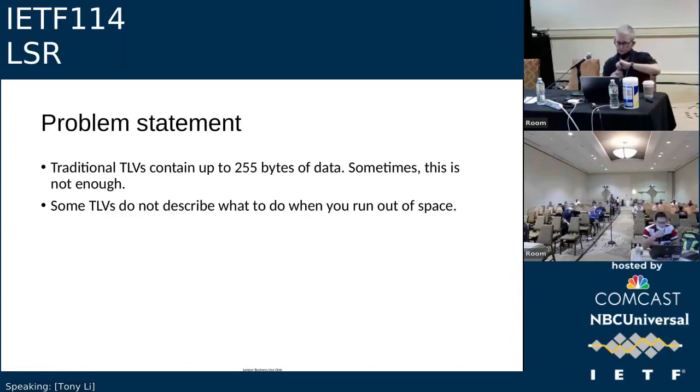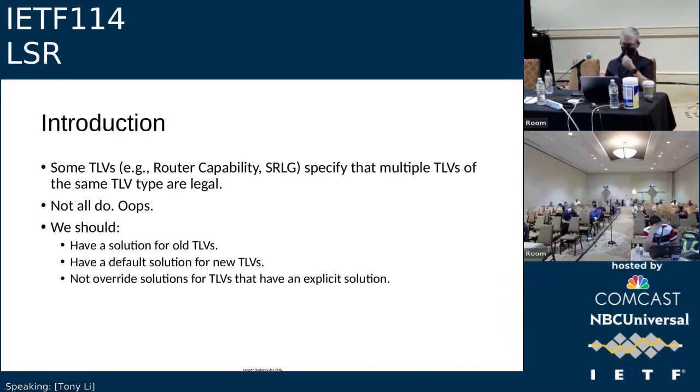What problem are we trying to solve? There are many cases where we did not specify how to deal with the case where you filled up the TLV. You got 255 bytes of data, and subsequent work has caused some of these to fill up and overflow. And some of the specs do not describe what to do when you run out of space. So we tried to write some normative text. The goal here is to write something that says, if you're going to run out of space, insert multiple parts of the TLV, i.e. two or more things that have the same TLV code point, and you treat that as concatenated contents.